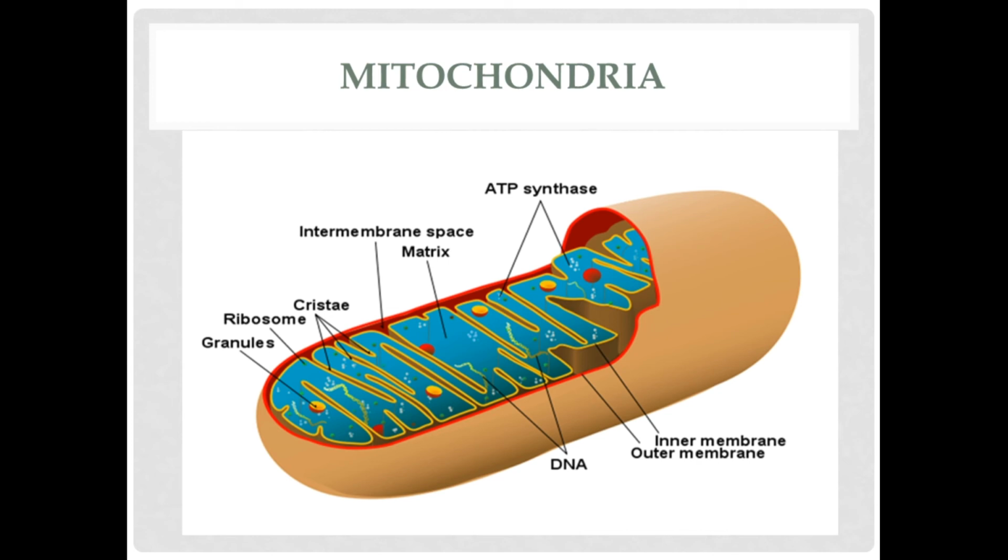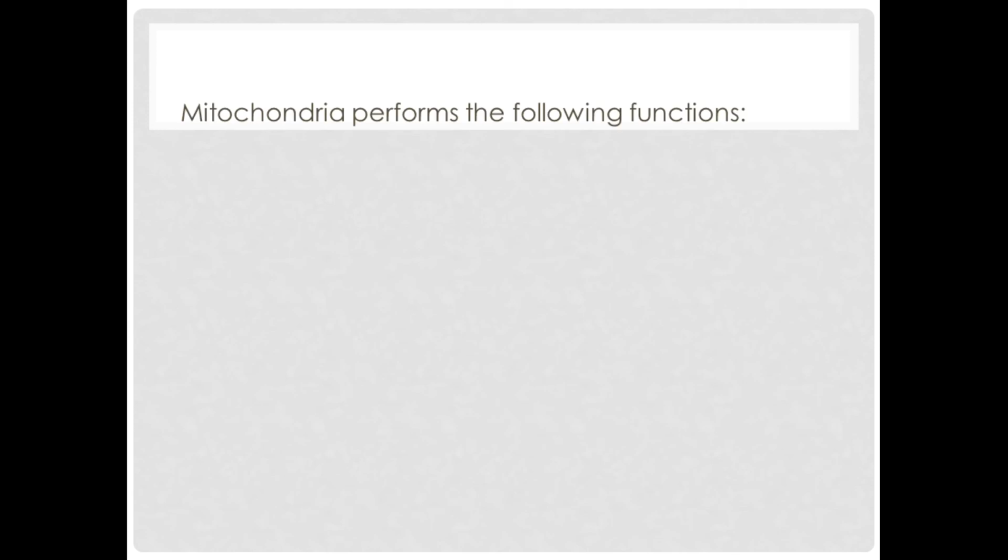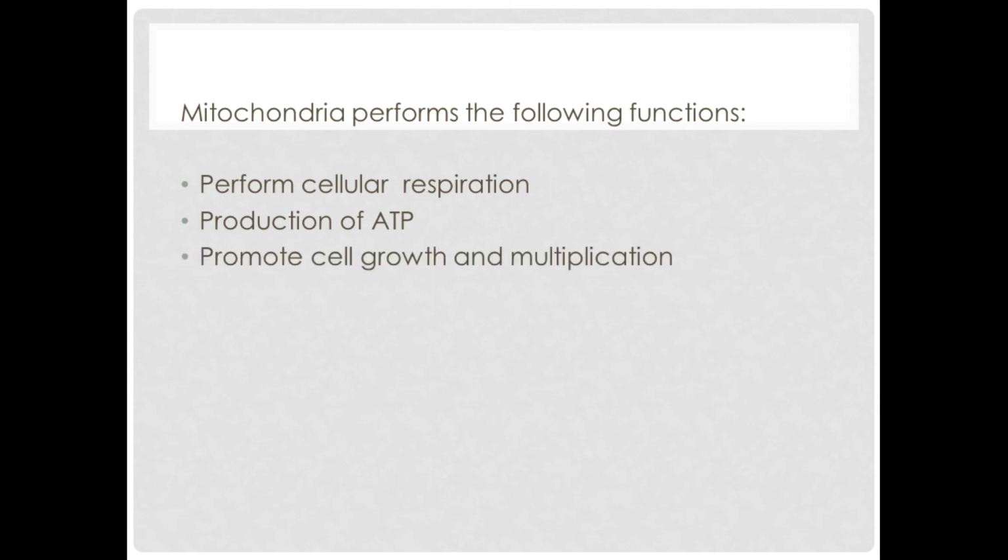Now let's look at the functions performed by the mitochondria. Function number 1 is they perform cellular respiration. Many of the functions of mitochondria are linked to this first point. Function number 2 is they produce ATP. And function number 3 is they promote cell growth and multiplication. Cell growth and multiplication are processes that require energy, and that energy is provided in the form of ATP.